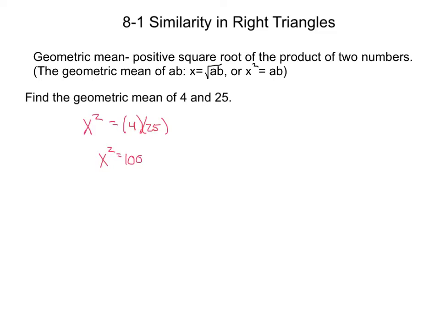Well, now we want to know what x is. So we take the square root of both sides, which gives us x on the left-hand side and the square root of 100 on the right-hand side. Now, yes, we add in a plus or minus, but because by definition a geometric mean is the positive square root, we don't actually need the plus or minus. So therefore, we know it's going to be the positive, and the square root of 100 is 10. So our answer is positive 10.